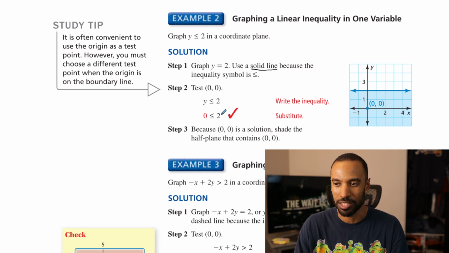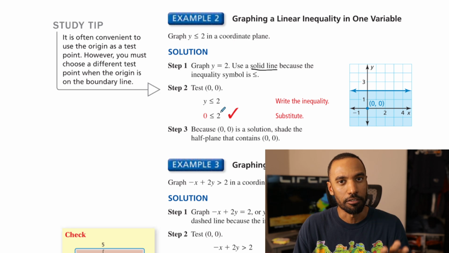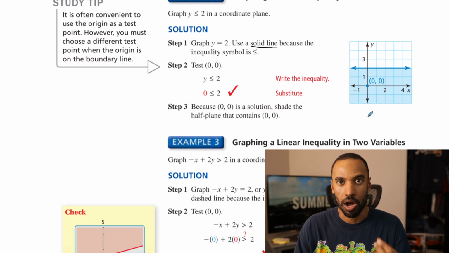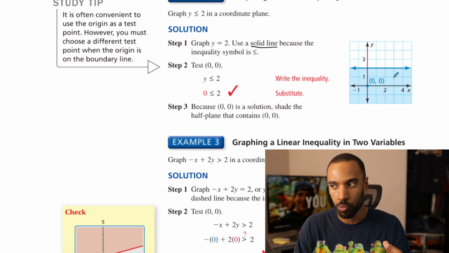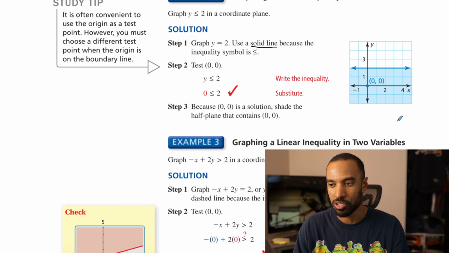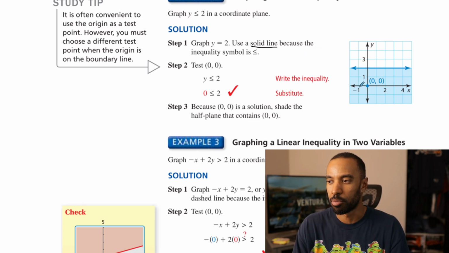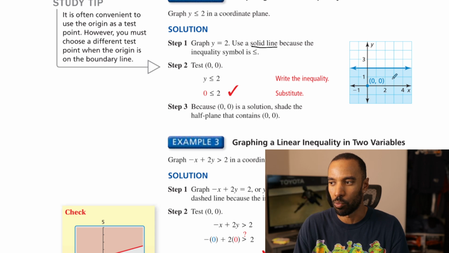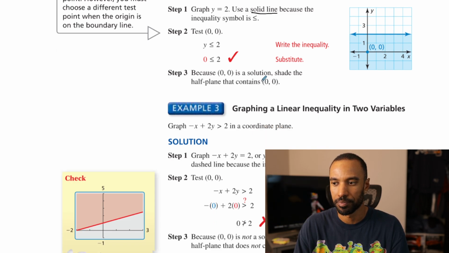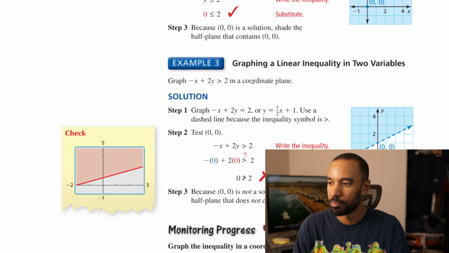Is 0 less than 2? Yes, it is. That's a true statement. Therefore, anything on the side with 0, 0 will also be a true statement. You can try and plug in 3, 1 or 4, -7. It would all work. And anything above it, like -1, 6, that would not work. So anything below would also work, so we shade that whole region. Anything down here is a point. So we shade that half plane, that region.